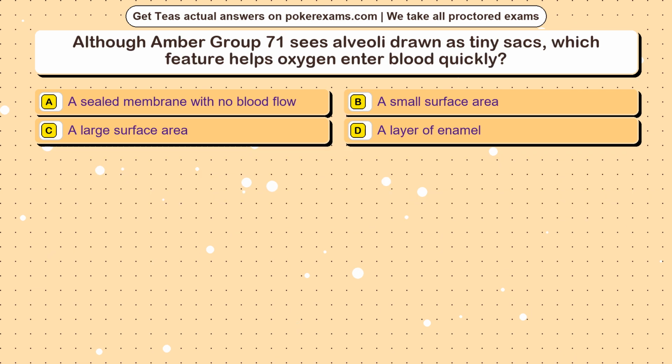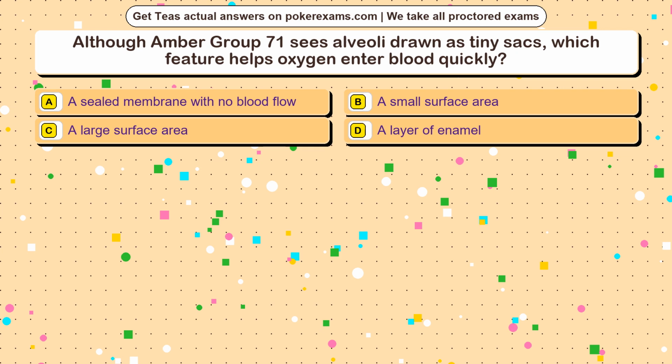Question 16. Although Amber Group 71 sees alveoli drawn as tiny sacs, which feature helps oxygen enter blood quickly? Option A, a sealed membrane with no blood flow. Option B, a small surface area. Option C, a large surface area. Option D, a layer of enamel.